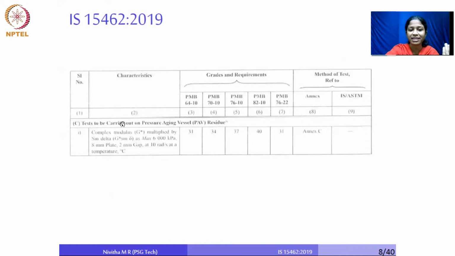Now let's look at the tests which are carried out on the pressure aging vessel, which is nothing but the PAV residue. There is only one test specified here, which is complex modulus, G star times sine delta, and it is limited to a maximum of 6,000 kilopascals, and it has to be carried out at the specified temperatures. Right? You can note down the temperature range here, it varies from 31 to 40 degrees. Just remember the temperature range. I will discuss the details related to it a few slides later. Right, so this is the code in brief.